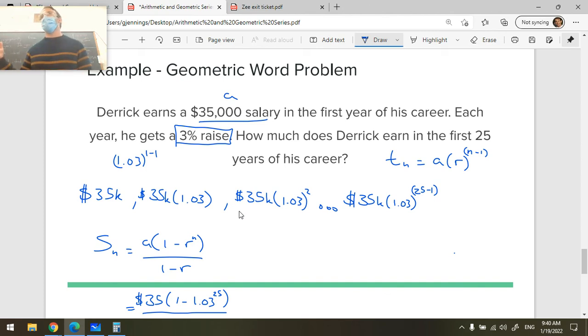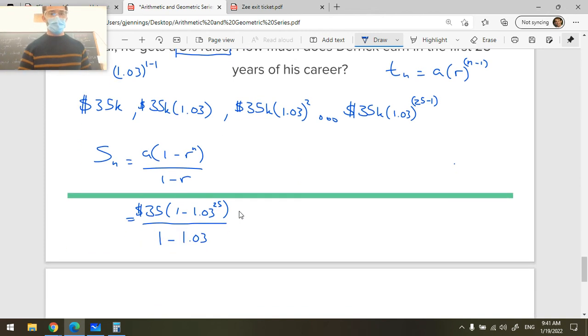I just don't write it because it's 1. Yeah. And then this is 1.03 to the 2 minus 1. This is 1.03 to the 3 minus 1. So it is there, but I just didn't write it. Yeah. I built this intuitively, like I was saying. In his second year, he will get the raise once. In the third year, he will get the raise on top of the raise. And so on and so on until in the last year, he will have received the raise 24 times.